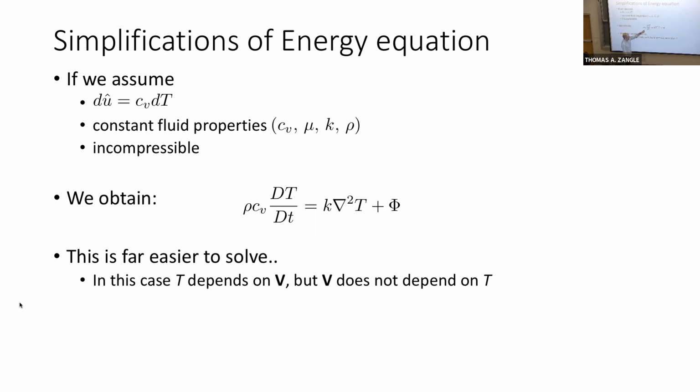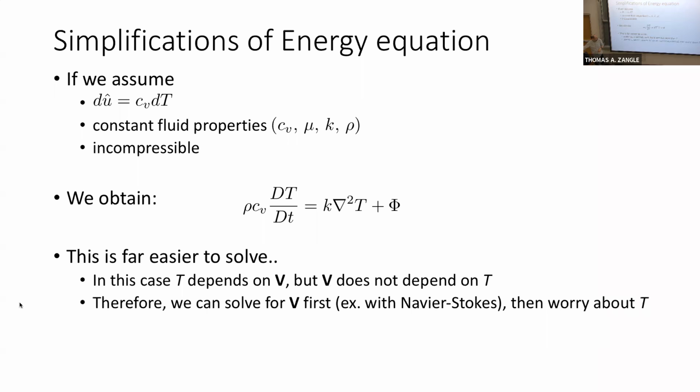And we're saying that the rate of change of temperature within a fluid particle moving through the fluid, or the total derivative of temperature, equals heat conduction plus that viscous dissipation, right? Turning kinetic energy into heat. In this case, we can solve for velocity first. Typically, with an expression like this, we solve for velocity first and then worry about temperature later. This makes the solution process a lot easier. So first we deal with Navier-Stokes, for example, and then we deal with this expression.